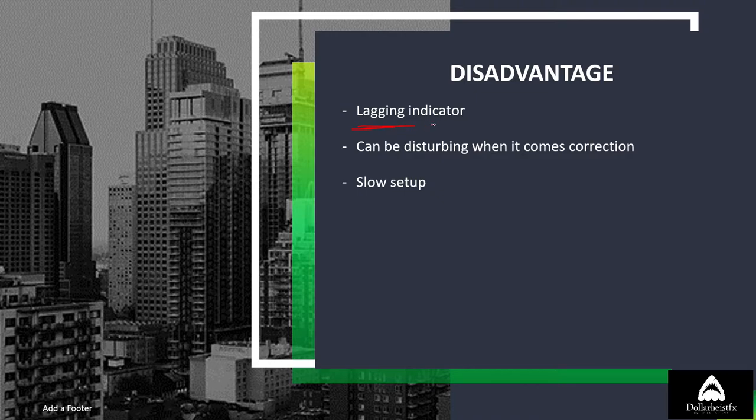Okay, the good thing about the moving average crossover is it does not repaint. Same goes for parabolic, it does not repaint. All we need to do is wait for the candle to close, and then we enter. Okay, and then the second point is that it can be disturbing when it comes to correction.